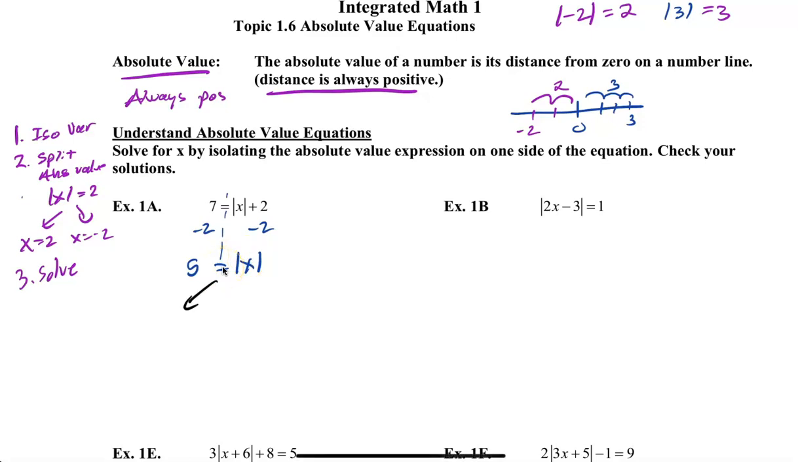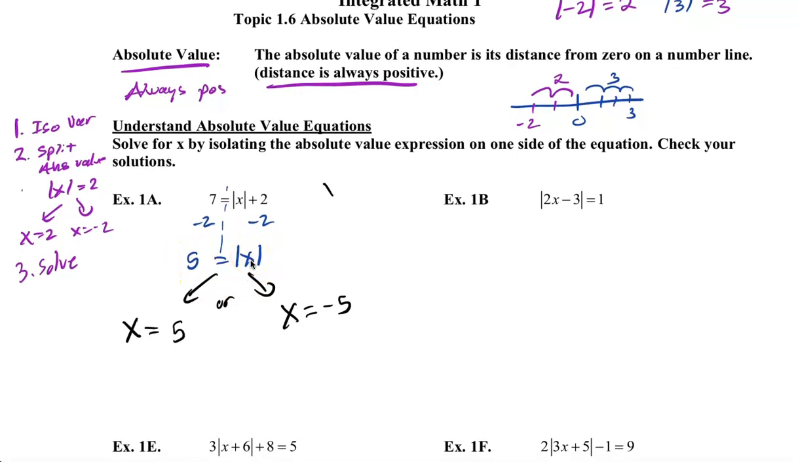Usually we have the x on the left-hand side, so we're going to say x is equal to 5, or x is equal to negative 5. Well, really, if you're not changing this, what you're really changing is the number on the inside. Technically, what's really going on is we're doing x is equal to 5, or negative x is equal to 5. That's what we're really doing.